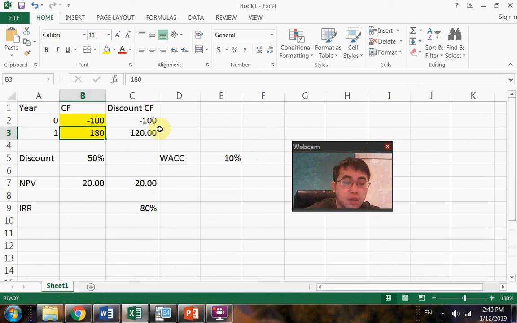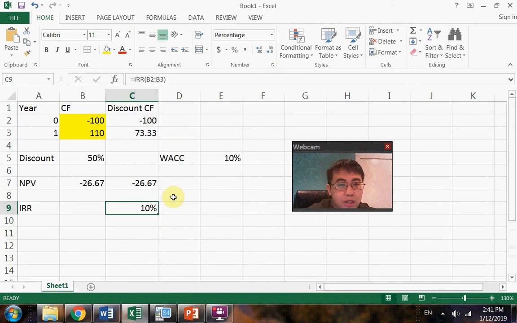In other words, if I change this cash flow 1 to 110, then the project just becomes less desirable because I'm making less money here. Then if I hit enter, my IRR just gets as low as 10%. So that's not quite good. All right. So that's how you compute IRR.